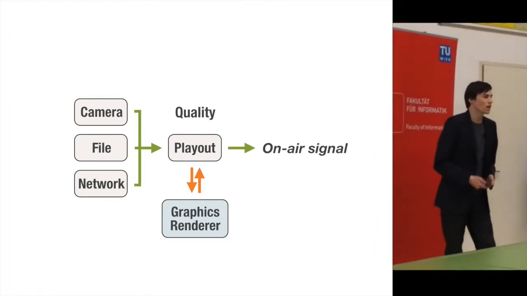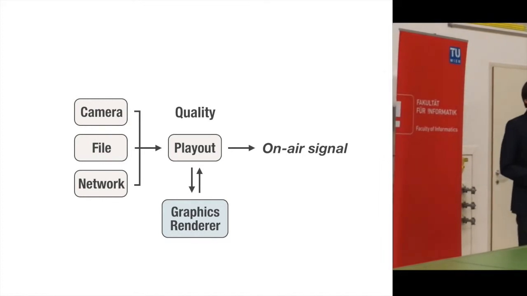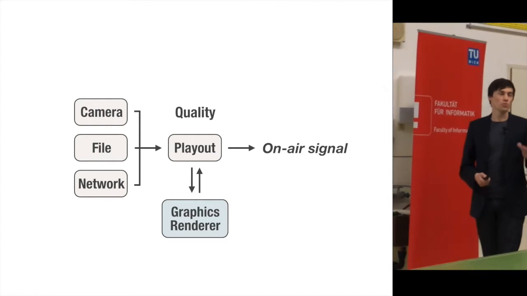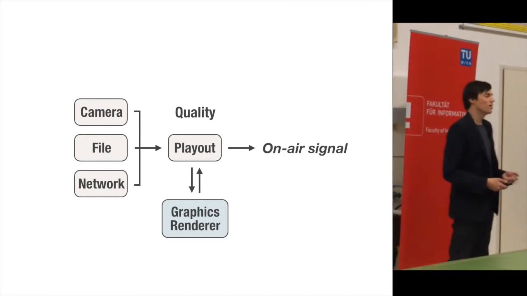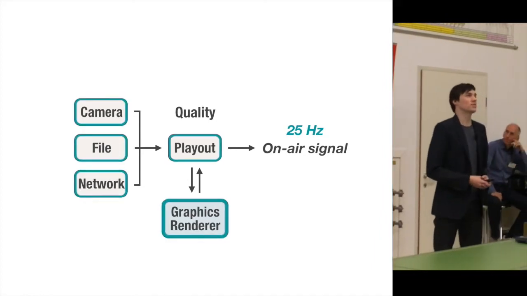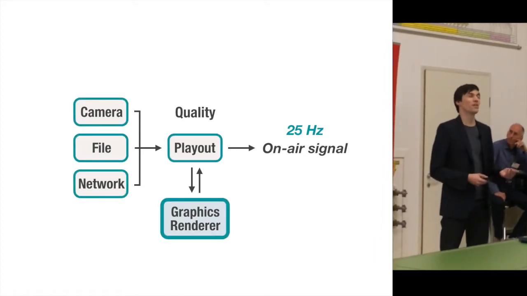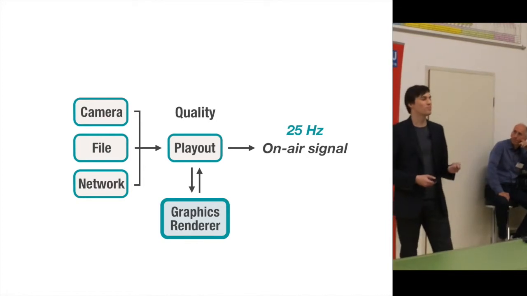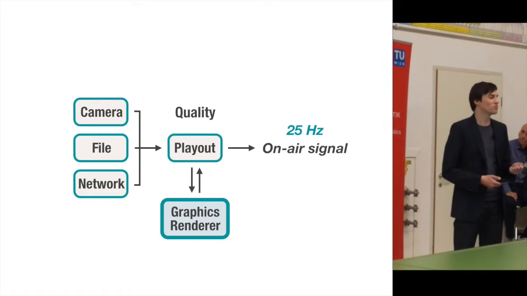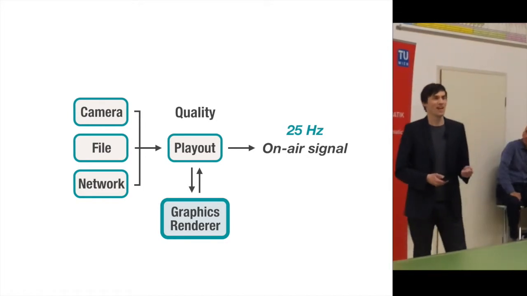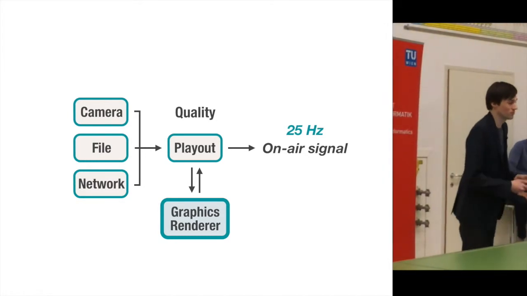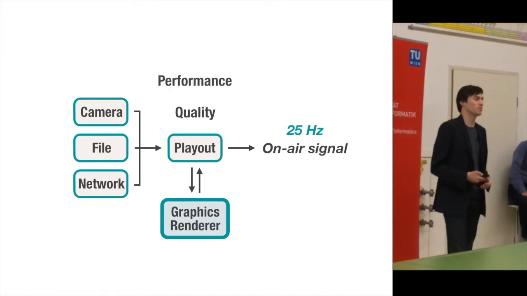The second one is the on-air signal operates in a fixed video frame rate. So in Europe, as it is today, video is presented in 25 Hz, and all components which are part of the playout path have to be able to deliver a frame in this particular rate. If they fail to do so, your program is going to show a blank screen. And this is very expensive for broadcasters and should be avoided at all costs. So, the second challenge is performance.